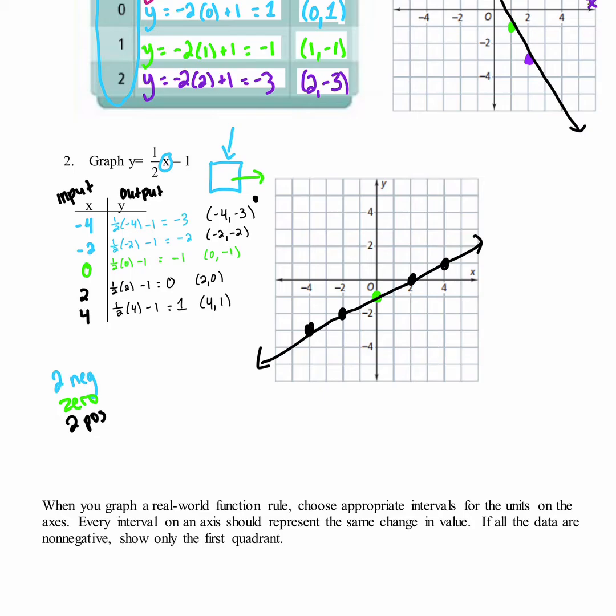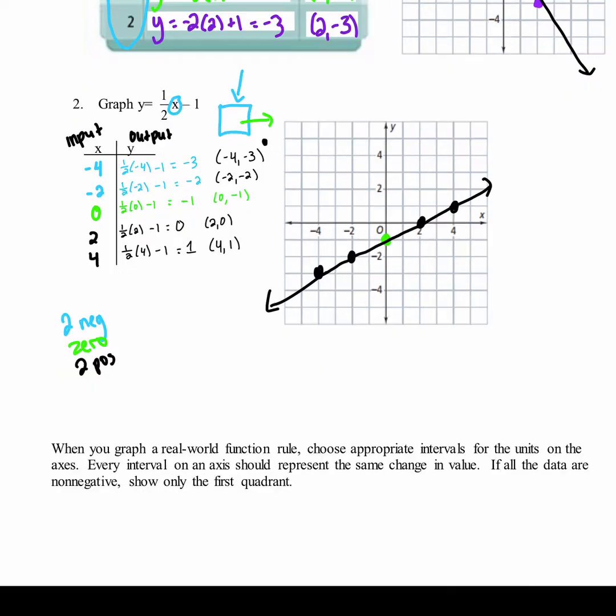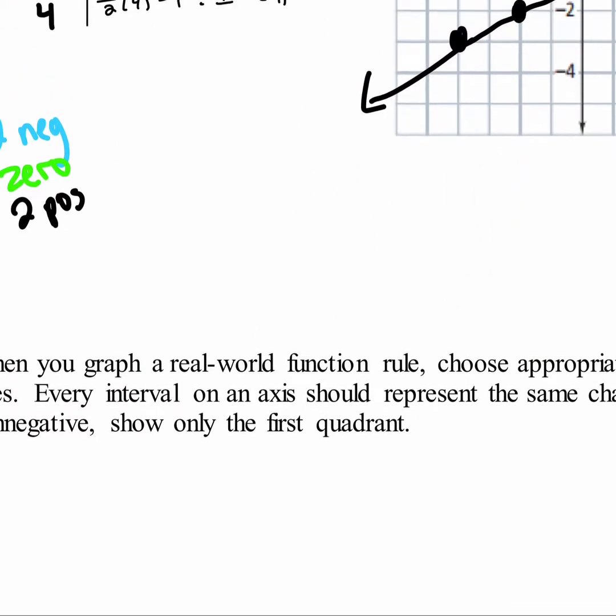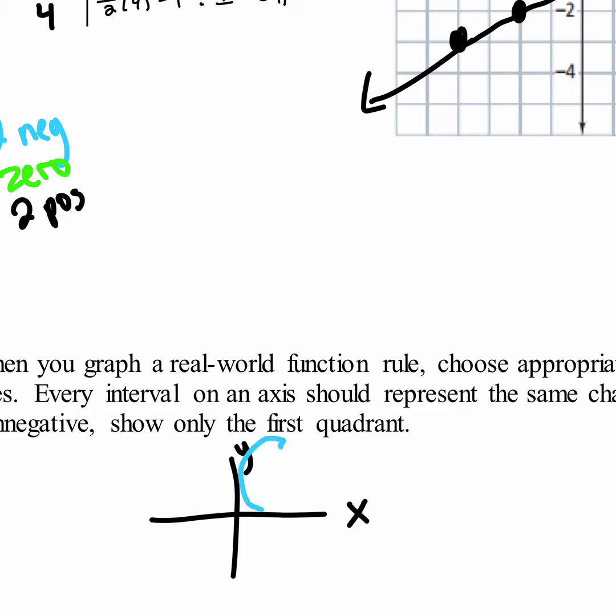All right, flipping to the next page here, it says that whenever you graph a real-world function rule, choose appropriate intervals for the units on the axis. Every interval on an axis should represent the same change in value. If all data are non-negative, show only the first quadrant. So what that's saying is if you have values that are only positive, no negatives, it's going to stay in this first quadrant. So this is the first, second, third, fourth.